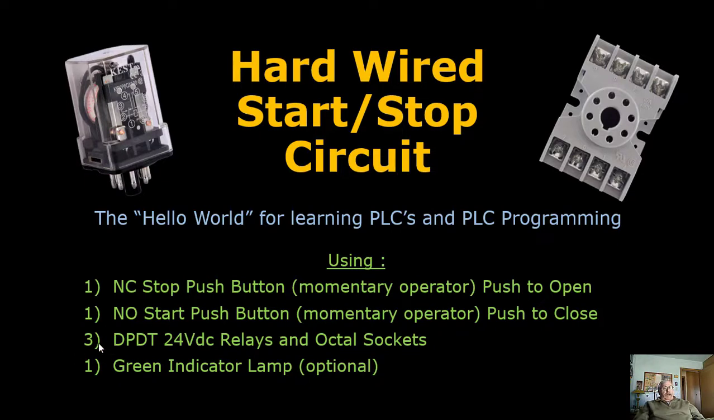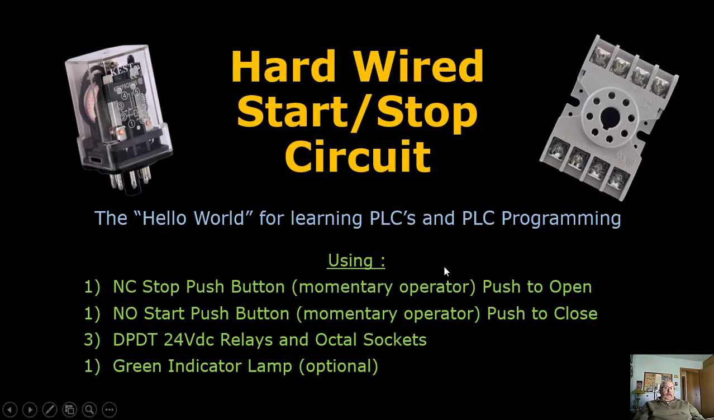We're going to be using three double pole, double throw 24 volt DC relays and the octal sockets that go along. So I'm using an octal socket relay. They're common off-the-shelf type relays. In fact, you can see a picture of one on this slide, plus a picture of the socket. It's not the socket I'm using, but they're all pretty much the same. And then I'm going to use one green indicator lamp, and this is optional. I'm just doing this to more easily show that the output of the circuit is energized.